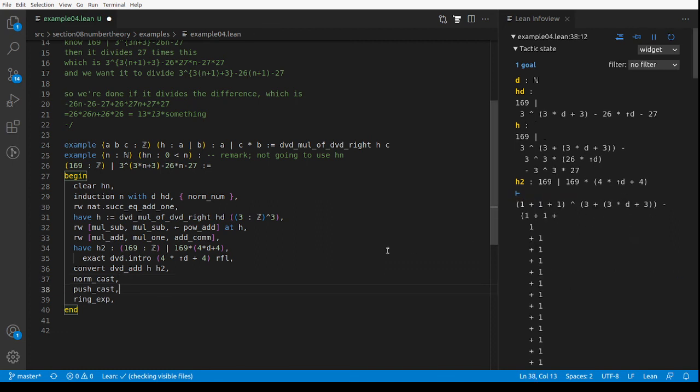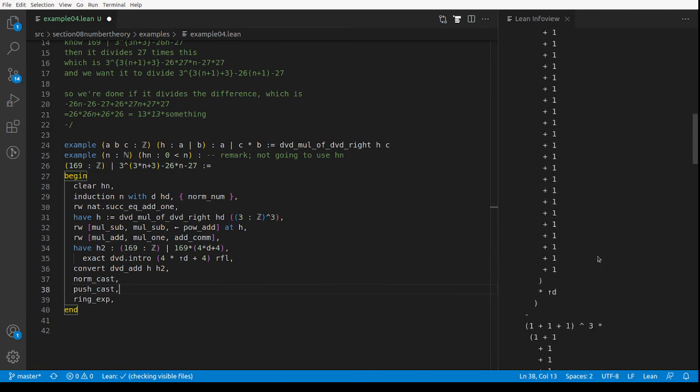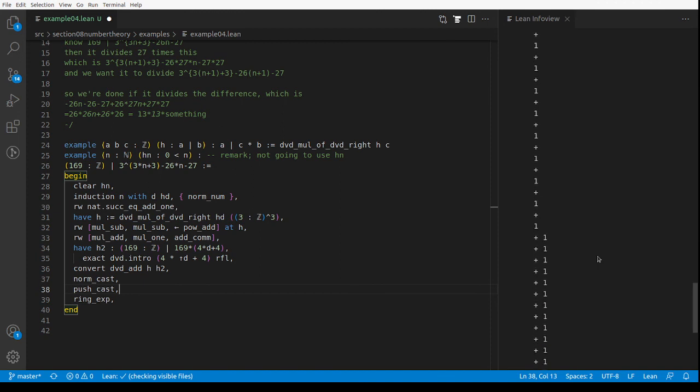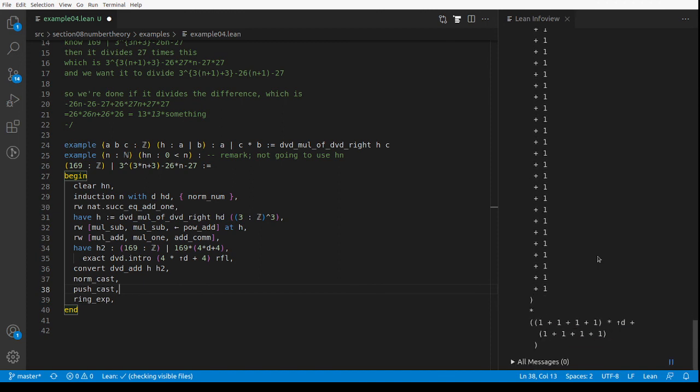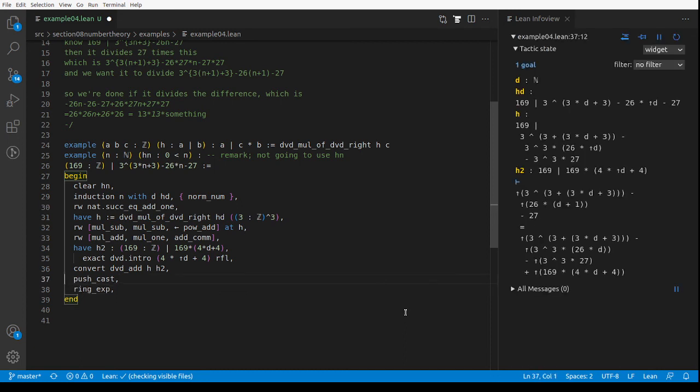And push_cast does the opposite. That's a lot of fun. There we go. Push_cast has, for some reason, changed a whole lot of 26s into 1s. But there we go. Let's pretend that never happened. But push_cast pushes them in as far as they'll go. So you see now everything is up arrow d, and the only thing that's a d is in the exponent.